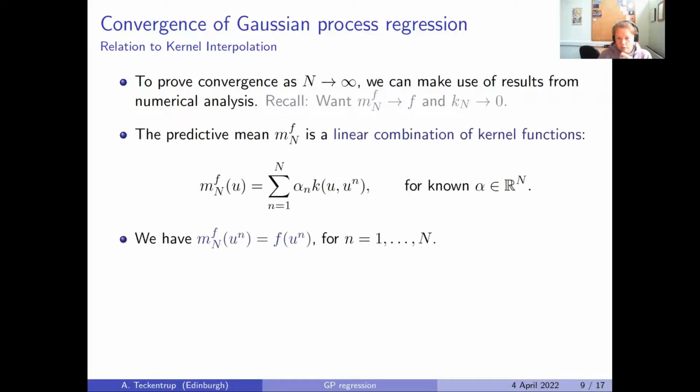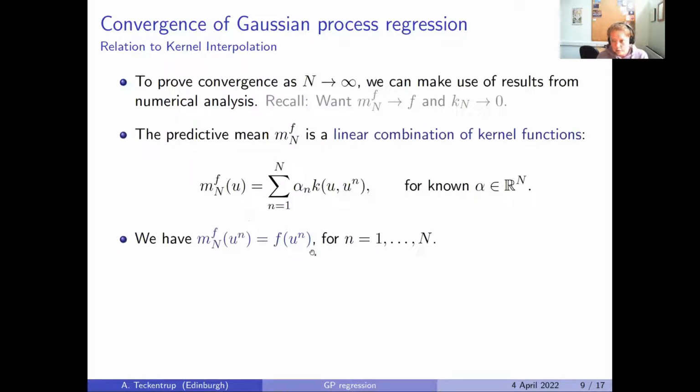There are two things that we can notice about the mean. As I said, we do have an explicit expression for it, and in particular, you can write it down in this way. The mean turns out to be a linear combination of the kernels k for some known coefficients alpha. Remember, k is the covariance kernel that we chose in the prior. So the posterior mean is just a linear combination of prior covariance kernels.